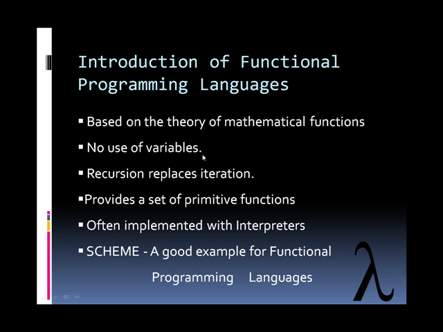Without variables, iterative constructs are not possible, because they are controlled by variables. Then the repetition is done by recursion. A functional language provides a set of primitive functions. Primitive functions means a set of functional forms used to construct complex functions. A well-defined functional language requires only a small number of primitive functions.